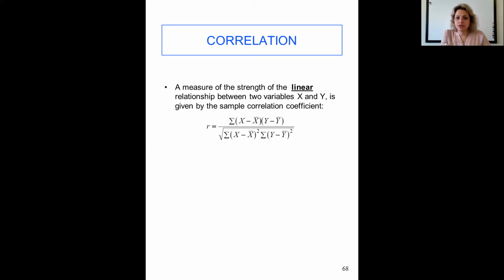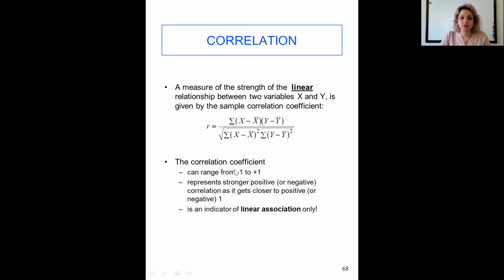A measure of the strength of the linear relation between two variables, X and Y, is given by the sample correlation coefficient. You can look here, it is X minus X bar and Y minus Y bar. So we are looking for X and Y, the relation between them. And then we have the square root of X minus X bar to the power 2 and Y minus Y bar to the power 2. The only thing here is that R can be negative as well, because when we multiply X minus X bar and Y minus Y bar and sum them for all of the data points, this can be negative. So we can have R as negative, a negative correlation factor.